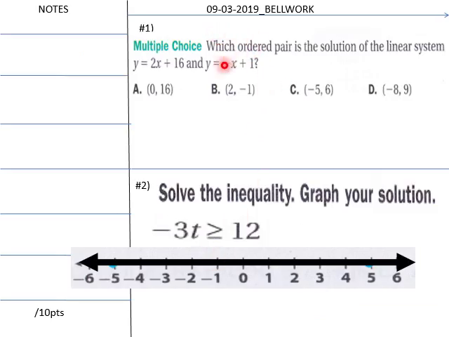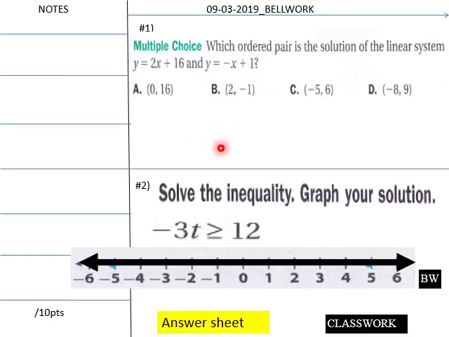Today's bell work, multiple choice: which ordered pair is a solution of the linear system here? Okay, students. And then solve the inequality, and graph your solution down here as well. Give your students 5-6 minutes for this.